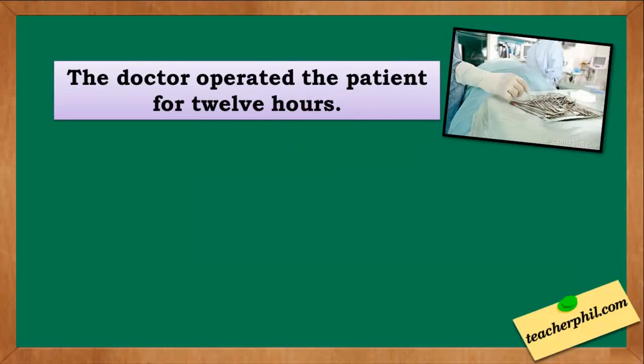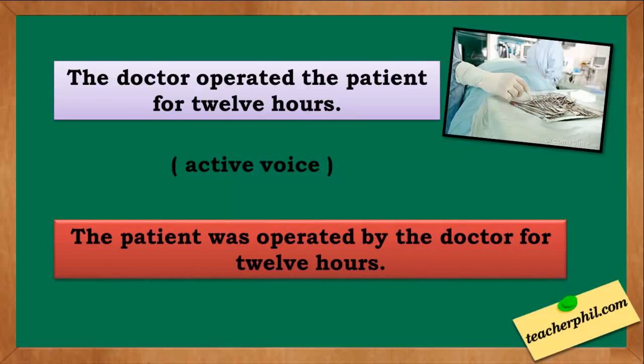The third one: the doctor operated the patient for 12 hours. This sentence is in what voice? The answer is in active voice. Change it into passive. The answer is: the patient was operated by the doctor for 12 hours. Now we have the patient for our receiver, operated for our verb, and the doctor for our doer.